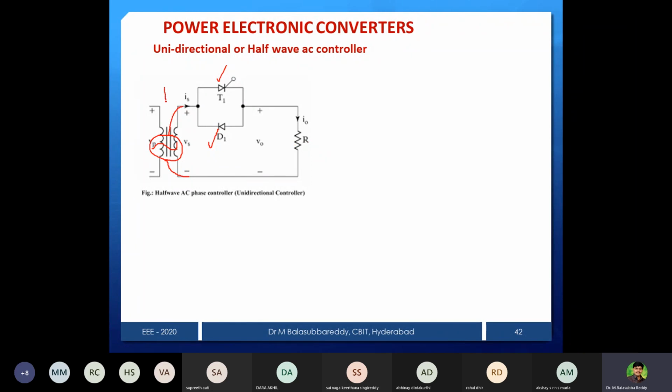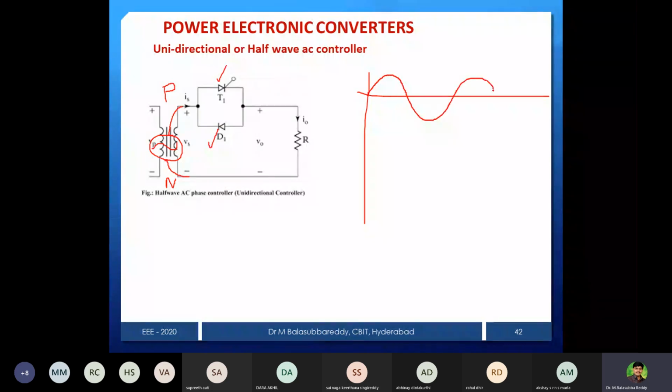What will happen during the positive half cycle? Which one is forward biased? There is a phase and neutral. During the positive half cycle, thyristor T1 is forward biased. Once it is forward biased, at an angle of alpha, we fire it. While drawing the waveforms, this is our input, and next I have to give the firing pulse at whatever instant I want to fire.